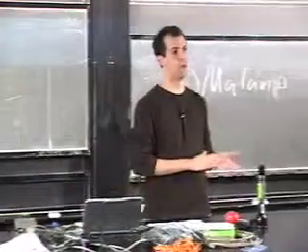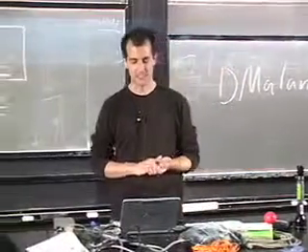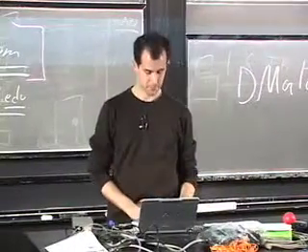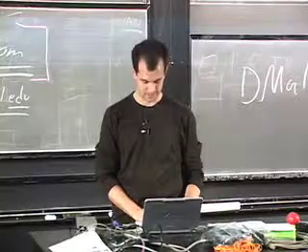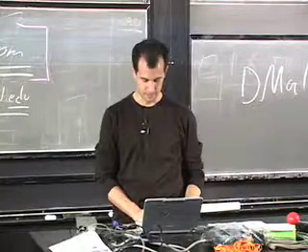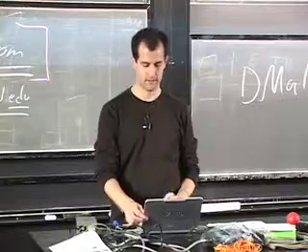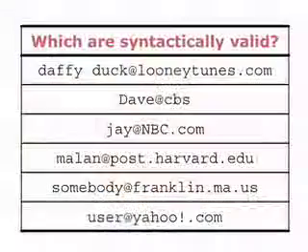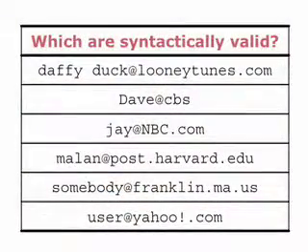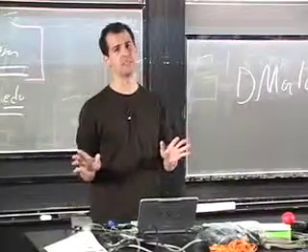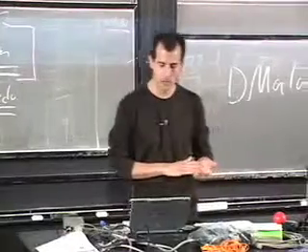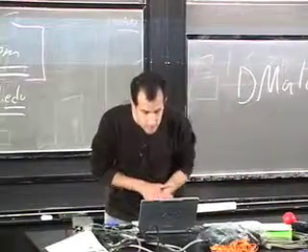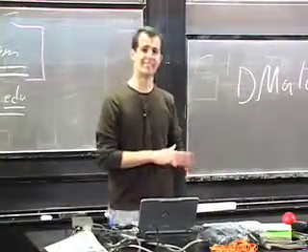Quiz. Take a moment. Which of these are syntactically valid? I know you can't see them, but there you go. Which of these are syntactically valid? Oh, OK, we'll jump right into it. OK, j@nbc.com that's fine, is syntactically valid. We tried to throw you off with the capitalization, but completely legitimate. Mine being malin@post.harvard.edu, good, good.